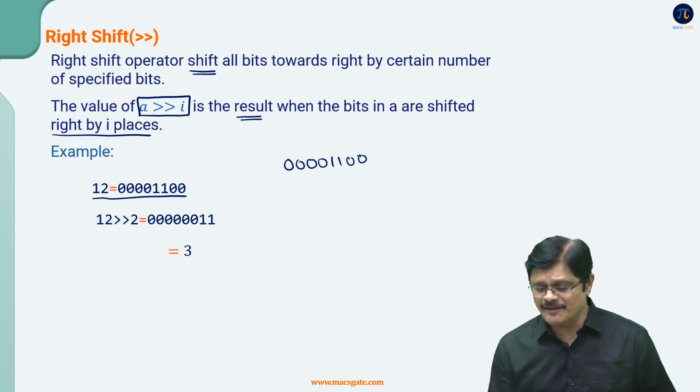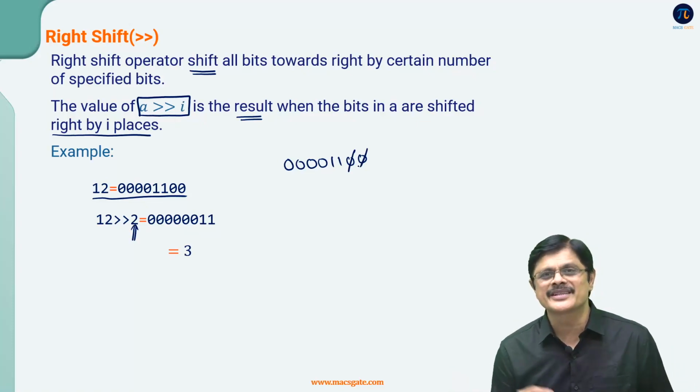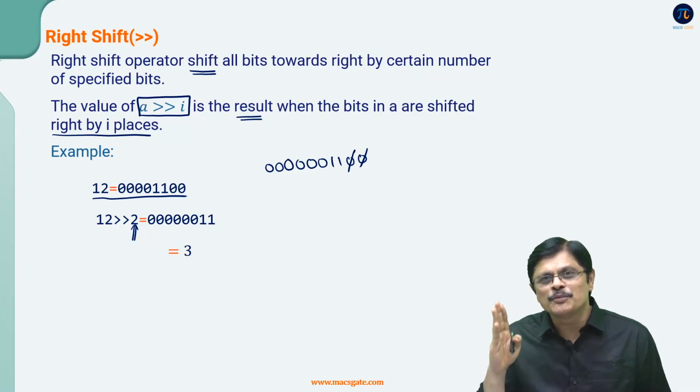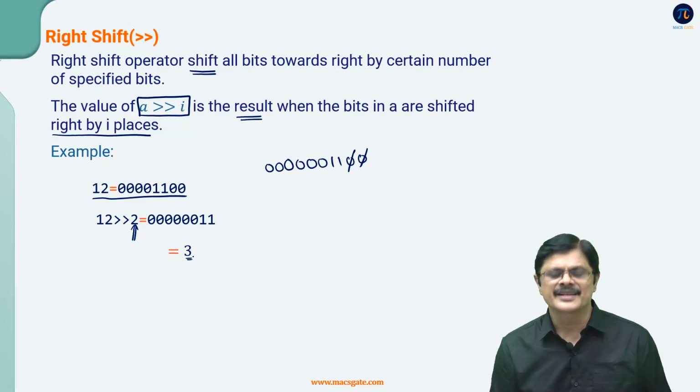When you do right shift, suppose by 2 bits, the rightmost 2 bits are removed. So, on the left we are going to add 2 leading zeros. How many bits you are going to move to the right, that many leading zeros you are going to add. So, the answer is 3.